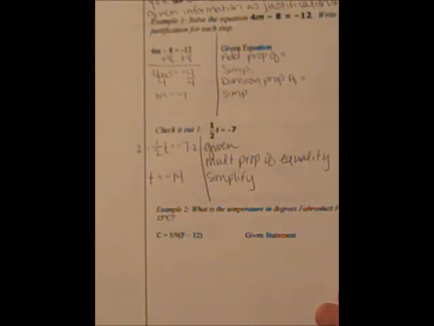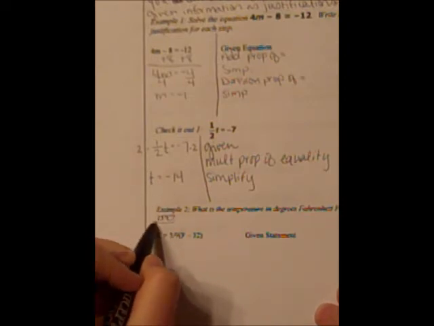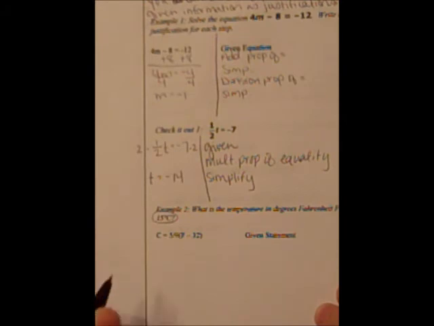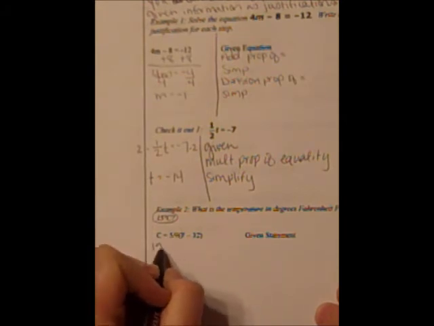Okay. Example 2. What is the temperature in degrees Fahrenheit when it is 15 degrees Celsius? So the equation for converting from Celsius to Fahrenheit is already here. That's given to you. Okay. The next thing I would want to do would be to plug in 15 for C. So I'll go ahead and do that.